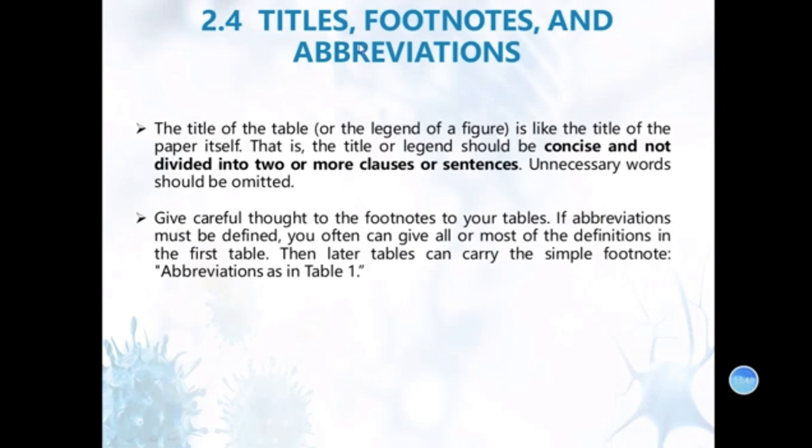For table titles, footnotes, and abbreviations, we have to pay attention to the following. The title of the table or the legend of the figure is like the title of the paper itself. That is, the title or legend should be concise and not divided into two or more clauses or sentences. Unnecessary words should be omitted. Give careful thought to the footnotes to your tables. If abbreviations must be defined, you often can give all or most of the definitions in the first table. Then the later tables can carry simple footnotes on abbreviations, as in Table 1.